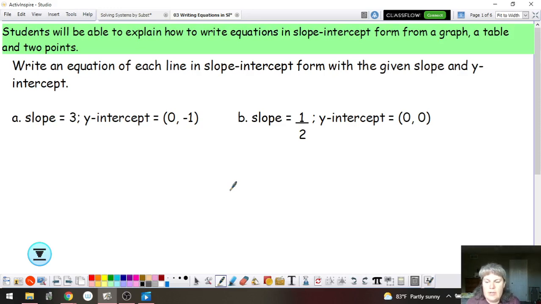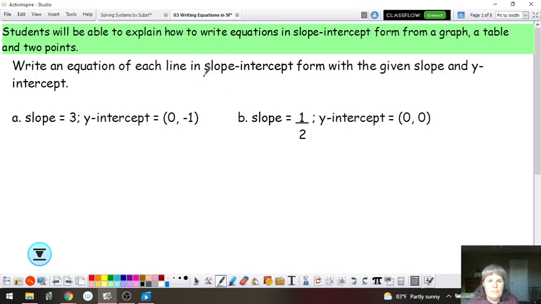Hi there, it's Mrs. Scarple. In our previous lesson, we were finding the slope between 2 points from a graph, from a table, and from 2 points. We're going to take that information today, and we're going to start writing equations in slope-intercept form.